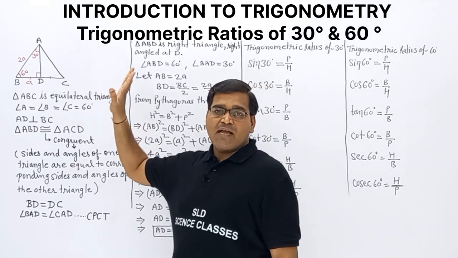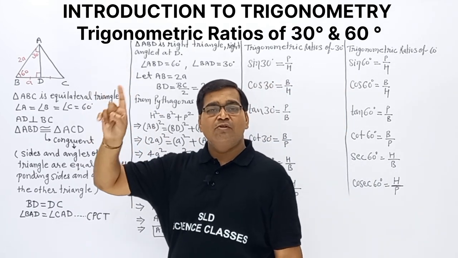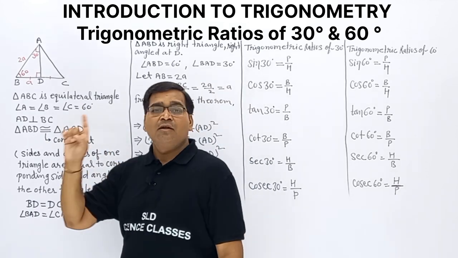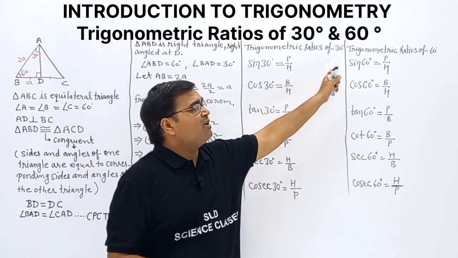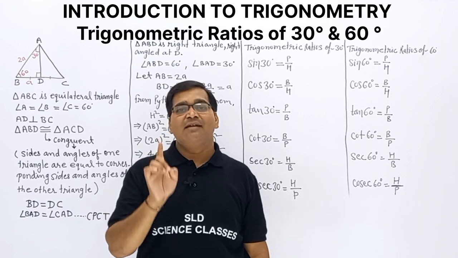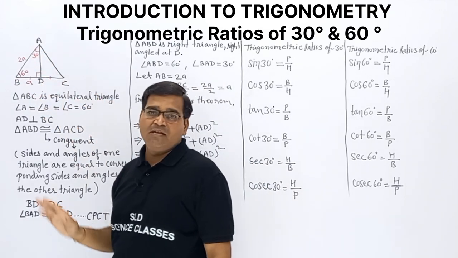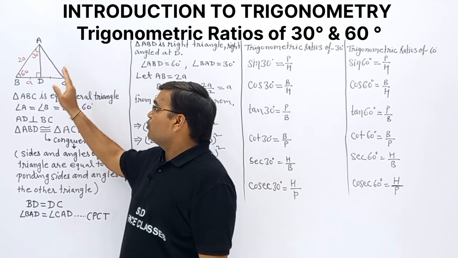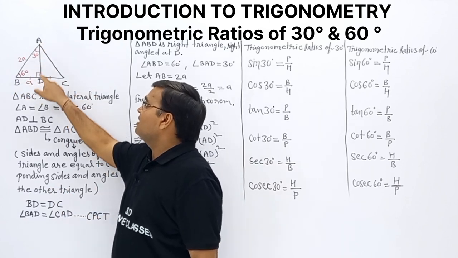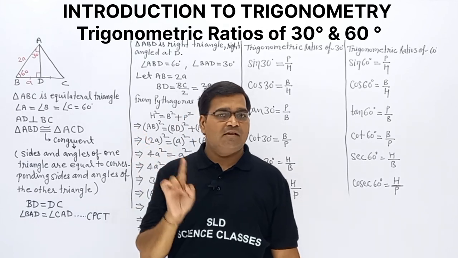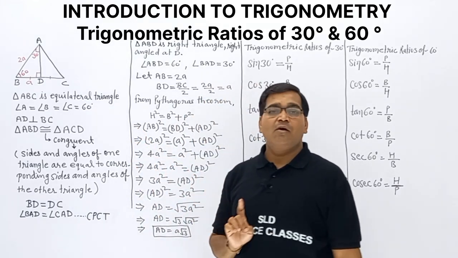ABC is an equilateral triangle having all sides equal and all angles equal. But for finding the ratios of 30 degree and 60 degree, we require a right triangle. So we will draw perpendicular line AD on BC. Now we are getting two triangles, ABD and ACD, which are right triangles. Clear? Right triangles we obtained.